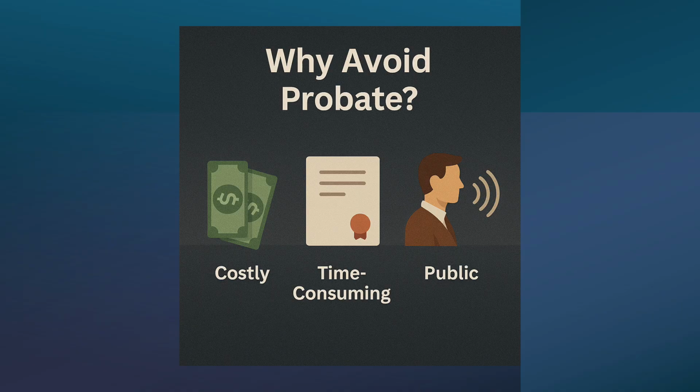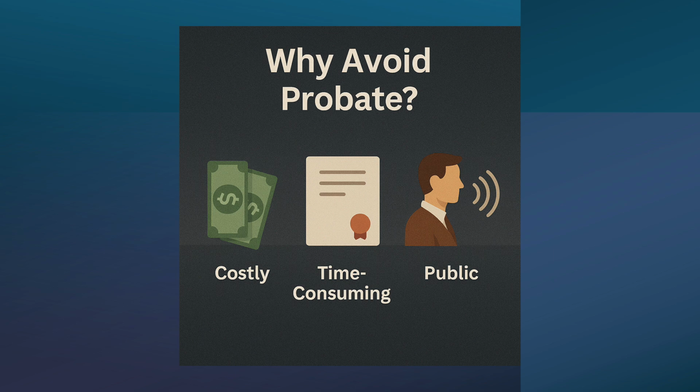Now you may be beginning to see why some people want to avoid probate. Many people use estate planning to avoid probate by utilizing vehicles that allow for the classification of all of their property to be non-probate property, which we'll quickly go over some of these vehicles next.